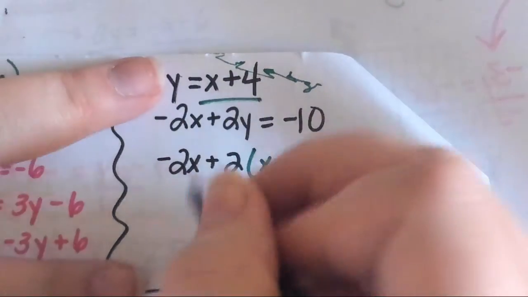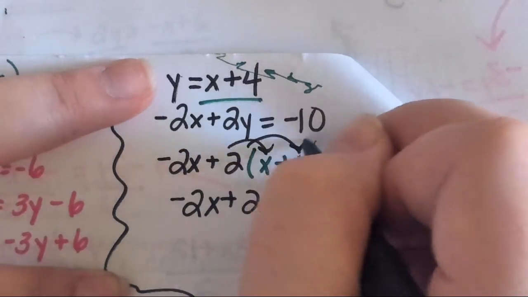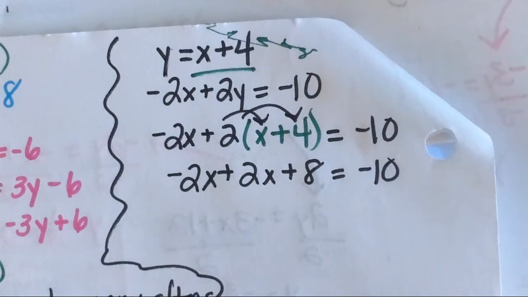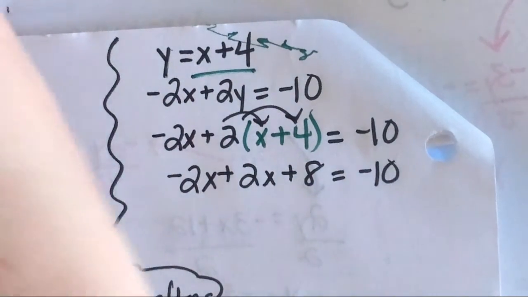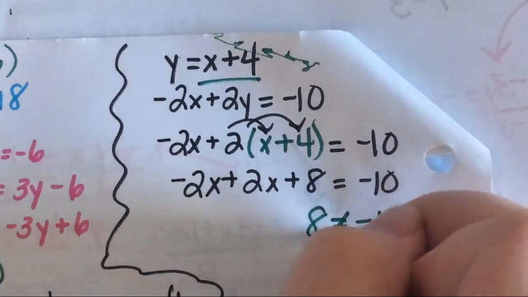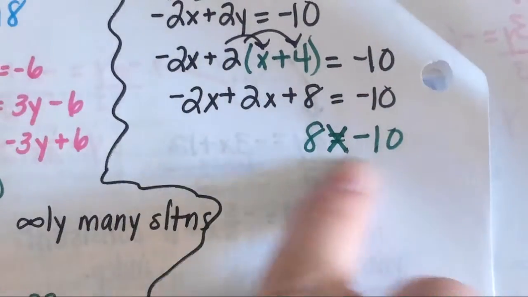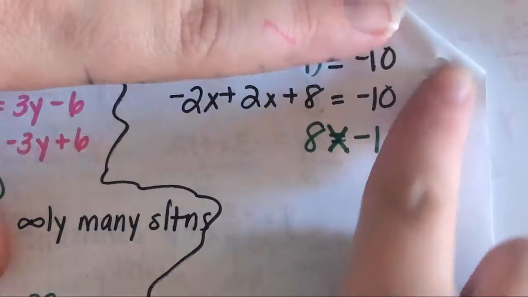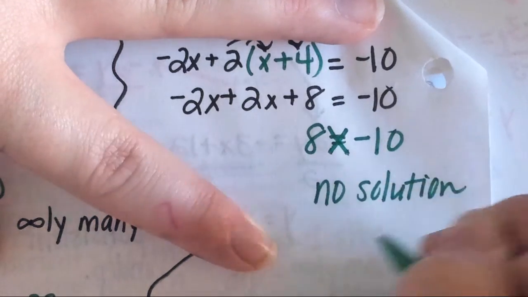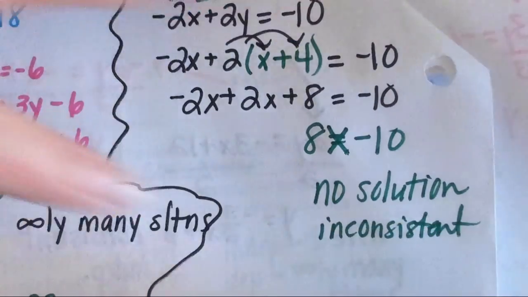When I distribute, I get negative 2x plus 2x plus 8 equals negative 10. What do negative 2x plus 2x give you? So I end up with a crazy statement like 8 is equal to negative 10. Is 8 equal to negative 10? No, it never is. Don't allow it. So since we ended up getting something crazy, that's how we know there's going to be no solution. Which is what word? And somebody in your group gets a point.